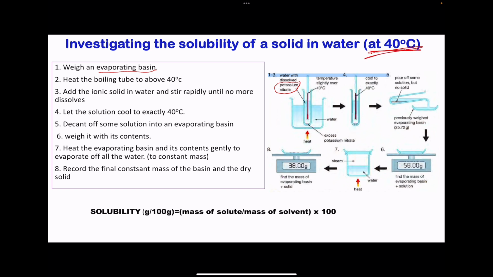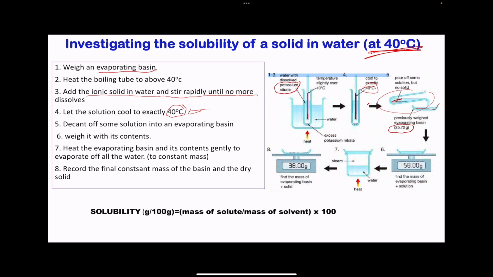So heat slightly above 40 degrees and then add the ionic solid in the water and stir rapidly until no more dissolves. Then after that, we are going to let the solution cool to just 40 degrees Celsius. This is the temperature at which we're going to carry out the experiment. And then at that temperature, we're going to decant some of the solution into the evaporating basin. You do not need to take away the particles that are solid at the bottom. Just decant off the top like you can see here, so that a certain volume is poured into the evaporating basin. Here they say this was already weighed to be 25.72 grams.